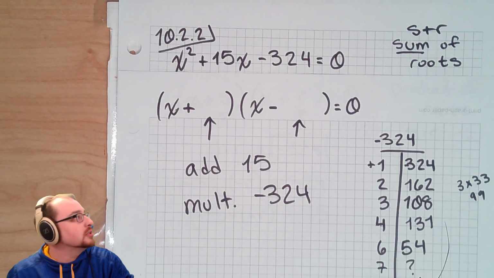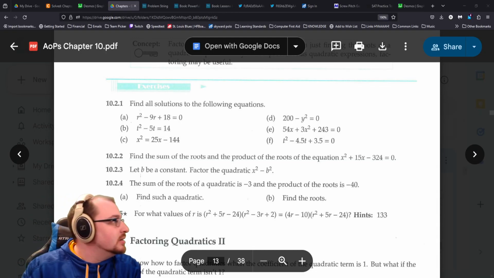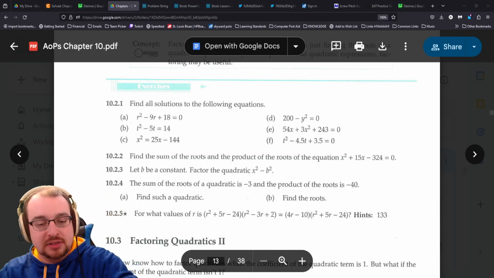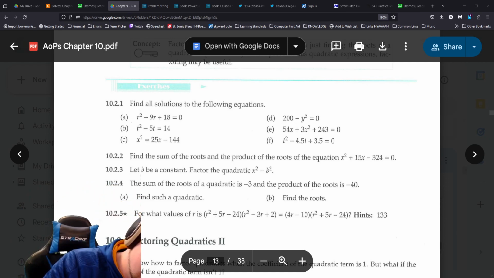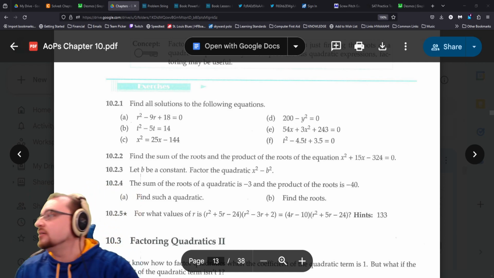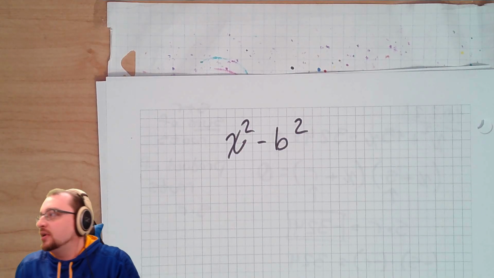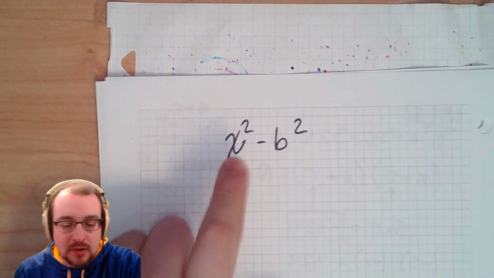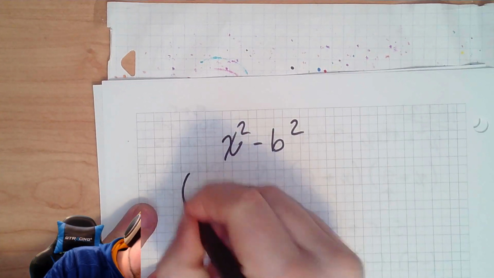Okay, now let's take a look at these next ones. The ones I really wanted to look at. Where are they? Let me show you what I'm looking at. So 10, 2, 3. This one's actually much easier. It says, let b be a constant and factor it. So I'll write that down. We want to factor this. Notice this is missing our middle term, right? We've got a squared term here, and then b is just some number, right? So it's a difference of squares.